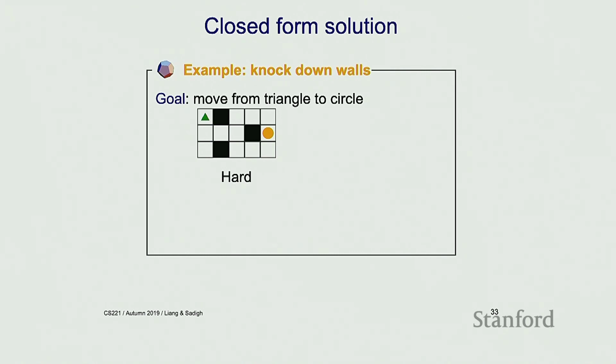So let's say I have a search problem and I want to get the triangle to get to the circle, and that is what I want to do, and I have all these walls there, and that just seems really difficult. So what is a good heuristic here? I'm going to just relax the problem. I'm going to remove all those walls, just knock down the walls, and have that problem. That just seems much easier. Okay?